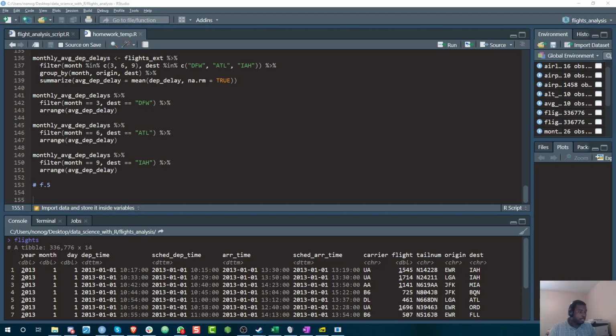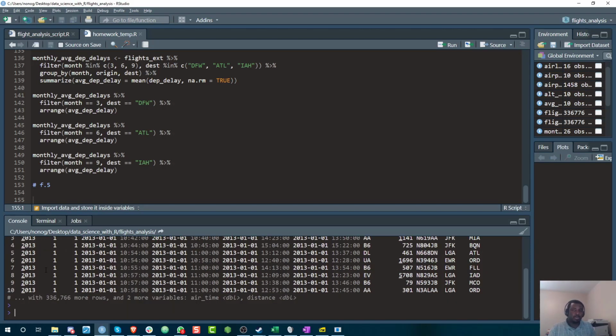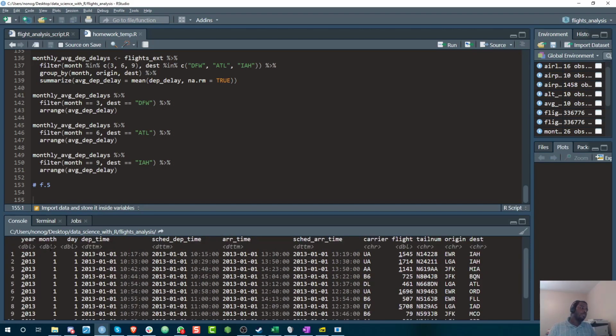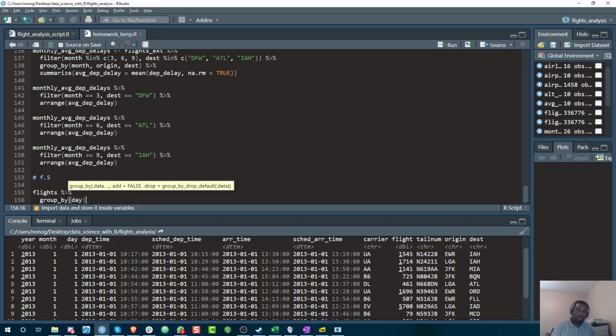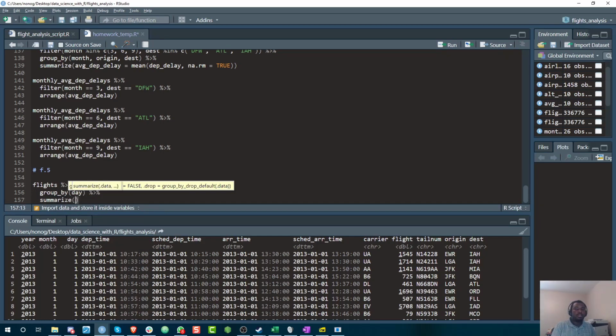So we want it to be daily, right? We want daily data, or daily averages. So we need to be able to group the variables such that we can capture each day. Now, you might be tempted to do this: flights group by day, like this. Then summarize average departure delay, like we've been doing, equals mean departure delay na.rm equals true.